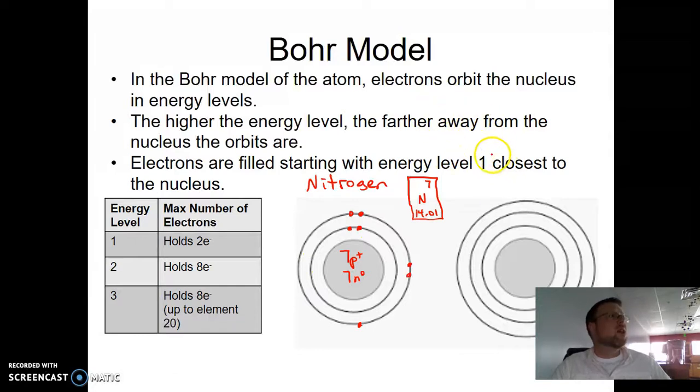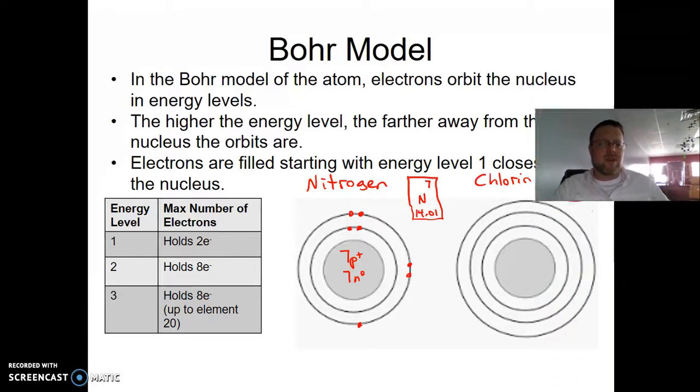Let's do another one. Let's try this time chlorine. If you look at chlorine on the periodic table, chlorine is atomic number 17 and has a mass of about 35.4. I'm going to move this up here to get it out of the way.